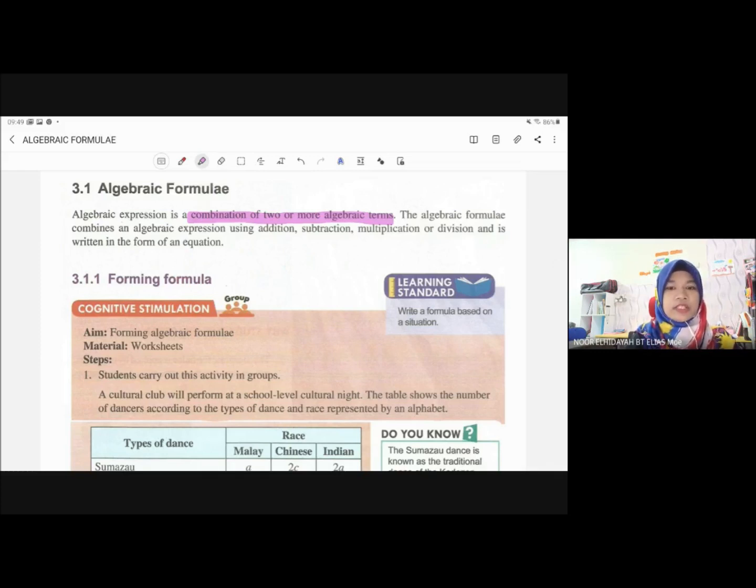What is algebraic formula? Algebraic formula combines algebraic expressions using addition, subtraction, multiplication, and division, and is written in the form of an equation. Itu yang bezanya dengan chapter 2 yang awak dah belajar sebelum ni. Dalam algebraic expression tu kita combine menggunakan addition, subtraction, multiplication and division, dan kita tulis dalam bentuk equation. Itu yang dinamakan algebraic formula.